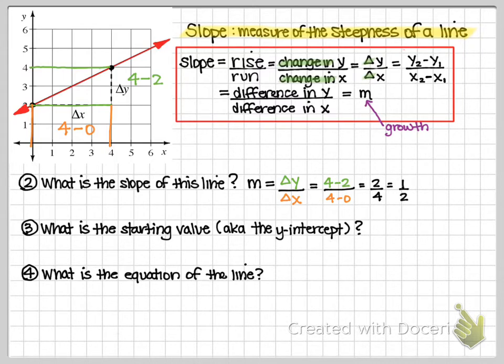That's a half. Okay, so you may be asking yourself, well, if this is a tile pattern, what does that mean? That means that you would be adding a half of a tile every figure. That's what that means if we think about tile patterns. Okay, but that's our growth, which is our slope.